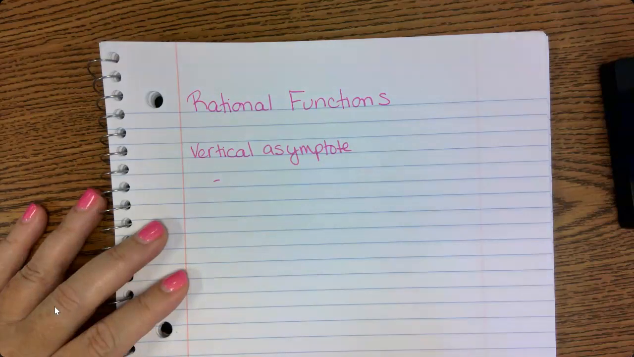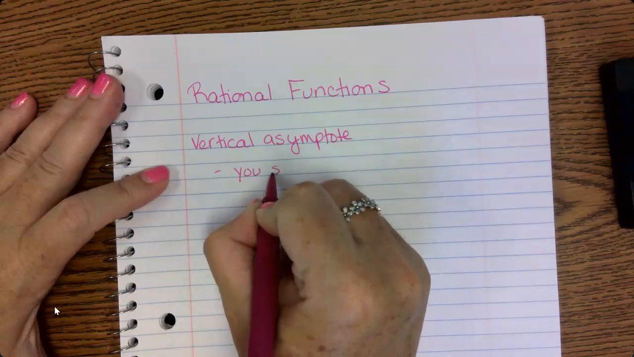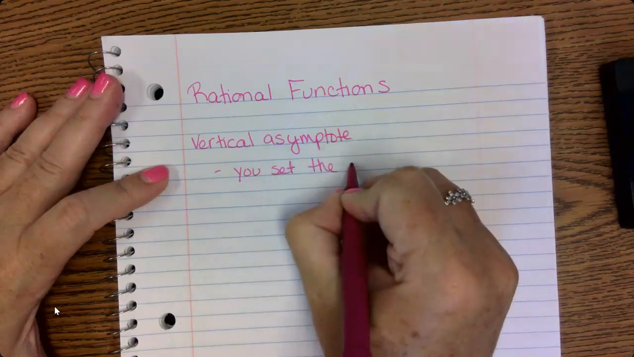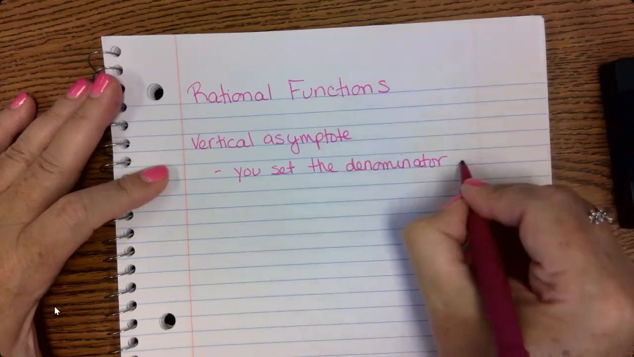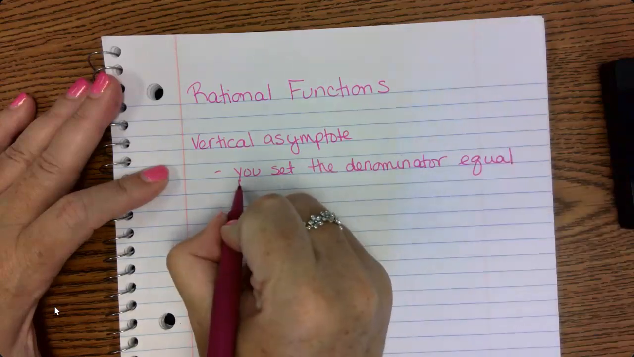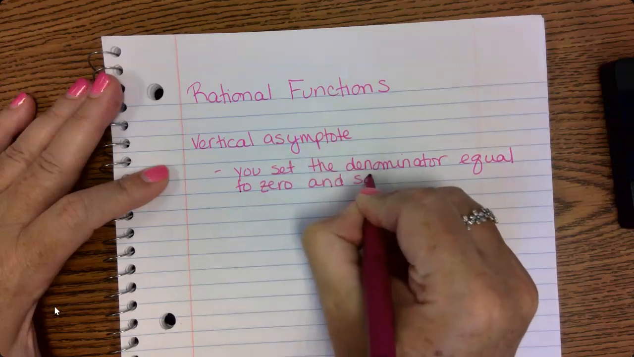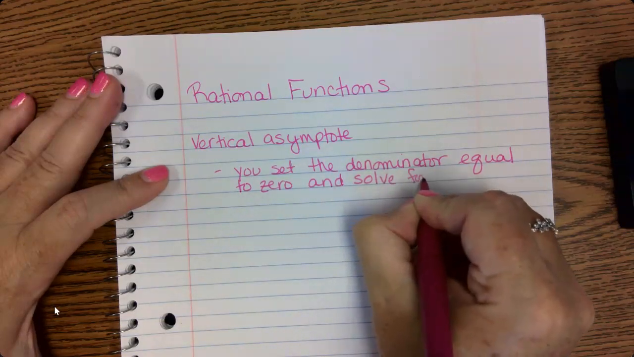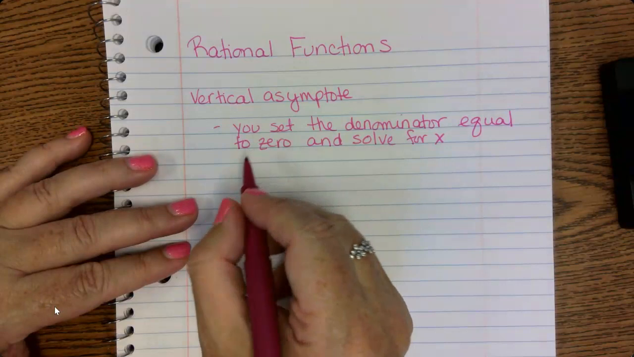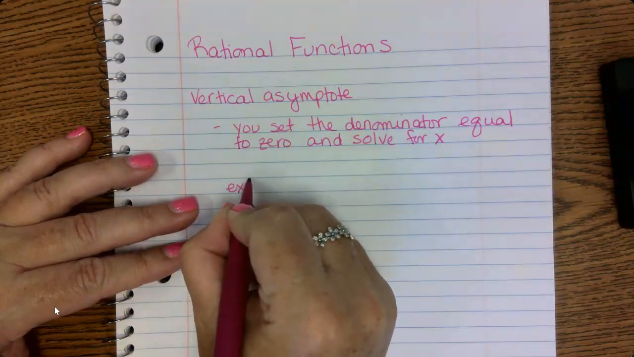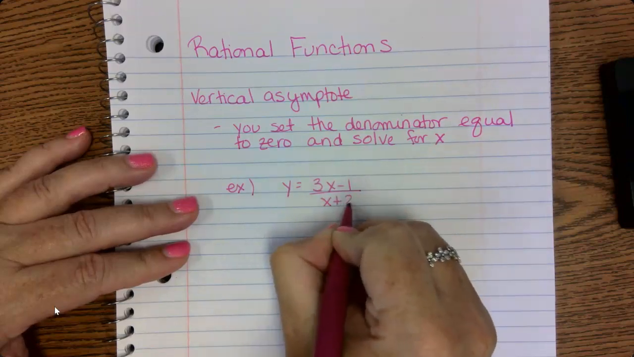Okay, and what a vertical asymptote is, you set the denominator equal to 0 and solve for x. Okay, so let's do an example. So let's say y equals 3x minus 1 over x plus 2.